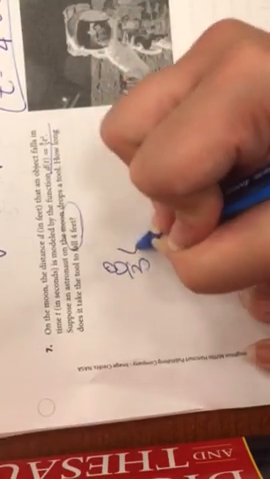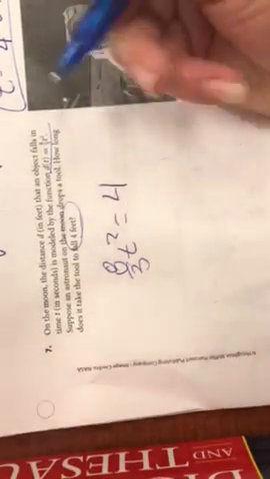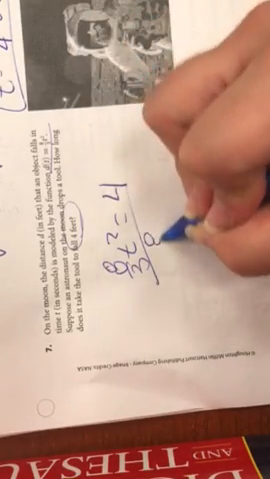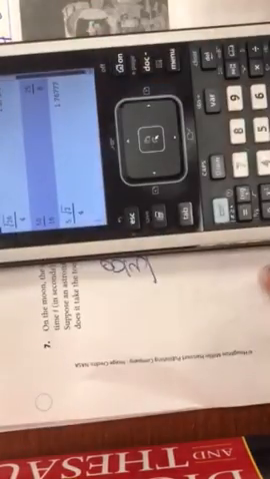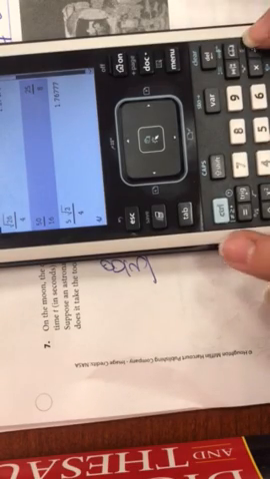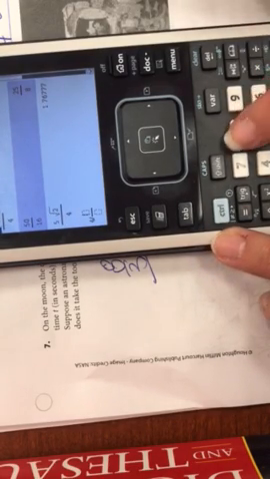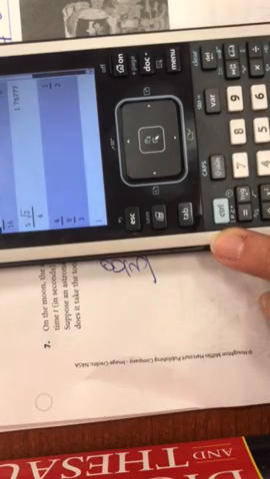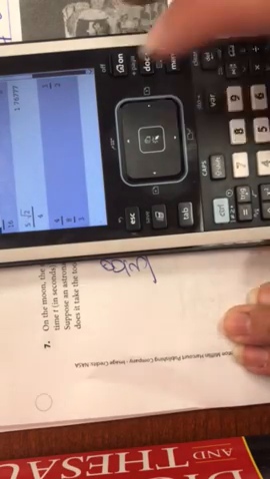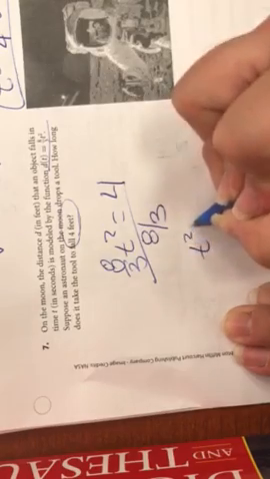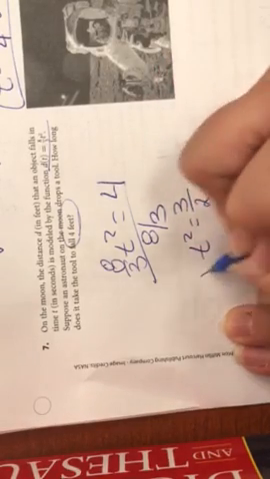Number 7. On the moon, the distance in feet that an object falls in t seconds is modeled by the function given. Suppose an astronaut on the moon drops a tool. How long does it take the tool to drop 4 feet? So 8/3 t squared equals 4. I'm going to divide by 8/3. What is 4 divided by the fraction 8 over 3? 3 halves. T squared equals 3 over 2.